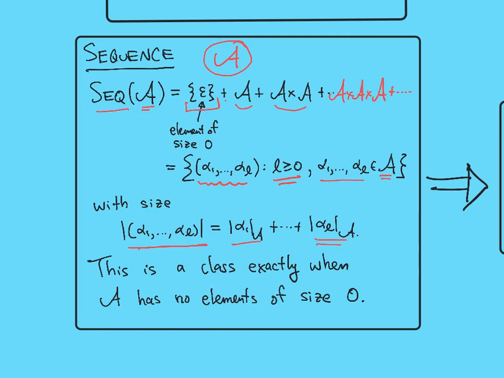And this isn't always a combinatorial class. You do need to make sure that A has no elements of size 0. At one level, that's important so that this is actually a disjoint union. But at another level, you need it to ensure that there are only finitely many things of a given size. Because if I am allowed to throw in stuff of size 0, then I can get infinitely many things of a given size.